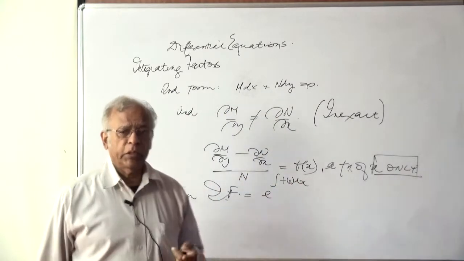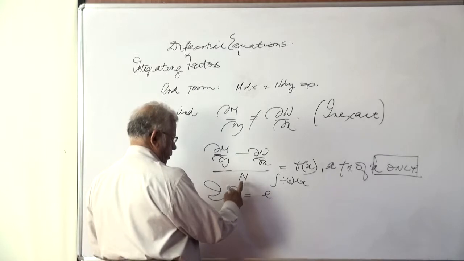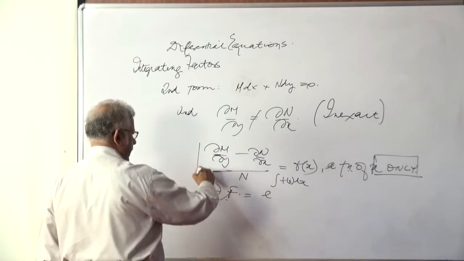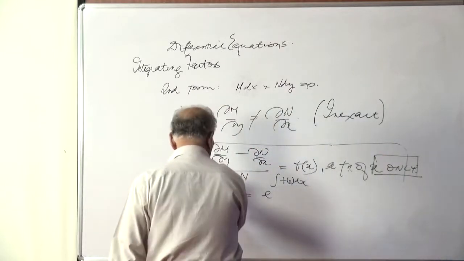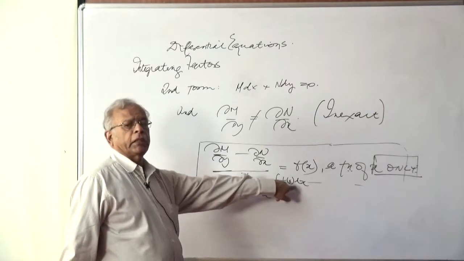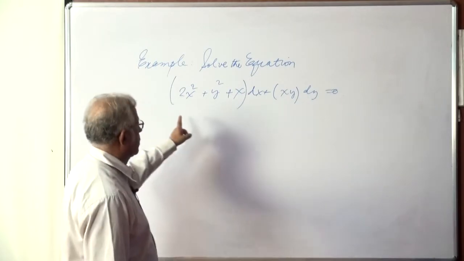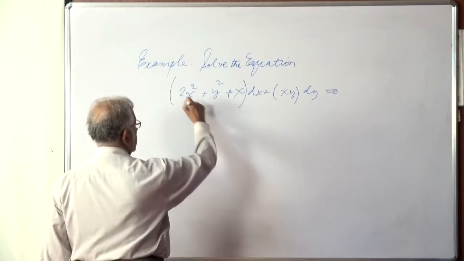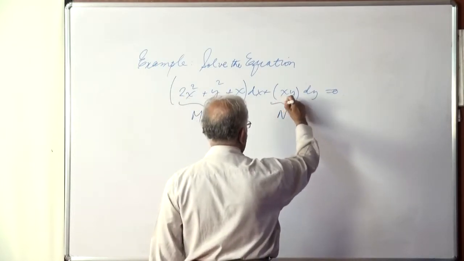There is again another case in which that expression becomes a function of y alone, but there it will be not N but M. So we will take an example in which this criterion is satisfied, and we will see how the integrating factor e to the power of integral f(x) dx does render the equation exact. Let us try to solve this problem in which we have M as 2x square plus y square plus x and N as xy.